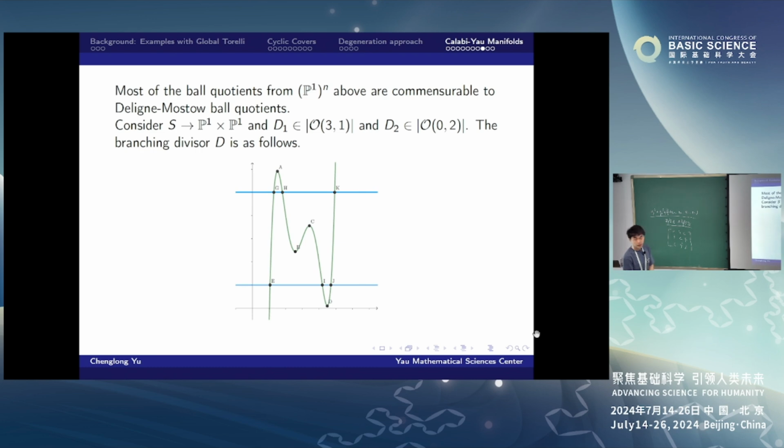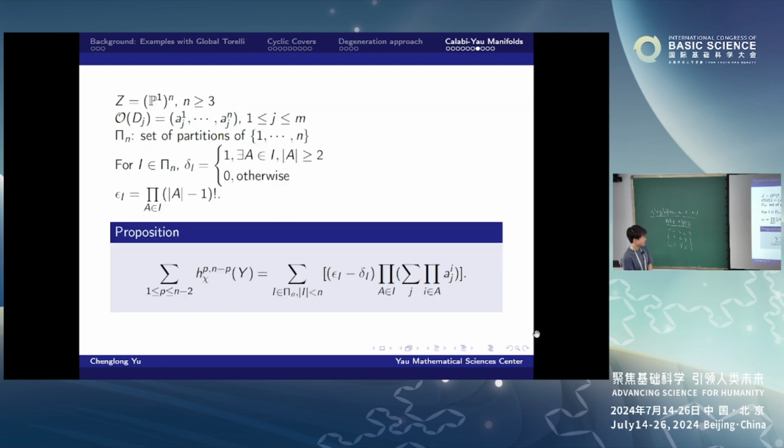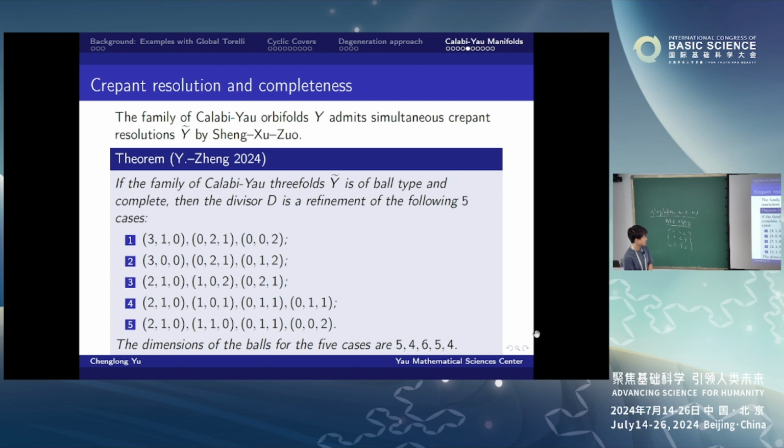Yeah, this one. So you said most of the Borel quotients from P1 and above are comparable to Deligne-Mostow Borel quotients. So how about the remaining Borel quotients? We don't know yet. So at least from the known constructions, the methods to relate those Borel quotients to Deligne-Mostow don't work for these examples. So in our paper we say this, but maybe let me say a little bit more here.